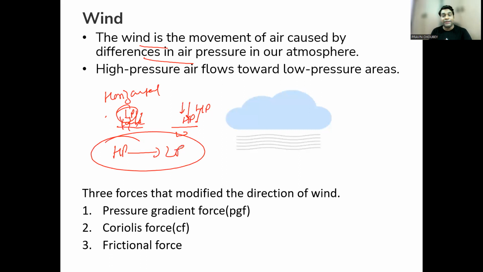Now, one reason behind the origin of wind is the difference in pressure. So in this case the wind will blow from high pressure to low pressure, from the water to the land. Now this is clear: what is wind.